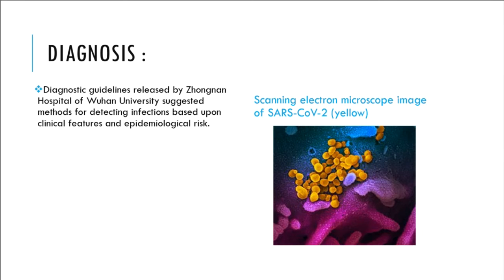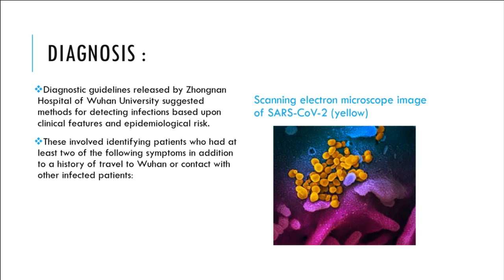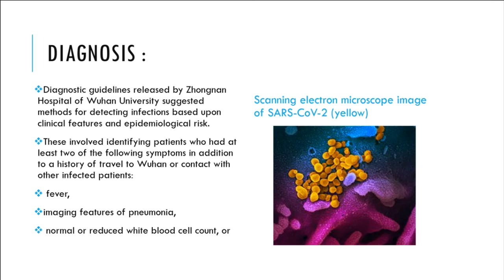Diagnosis. Diagnostic guidelines released by Zhongnan Hospital of Wuhan University suggested methods for detecting infections based upon clinical features and epidemiological risk. These involved identifying patients who had at least two of the following symptoms in addition to a history of travel to Wuhan or contact with other infected patients. Fever. Imaging features of pneumonia. Normal or reduced white blood cell count, or reduced lymphocyte count.